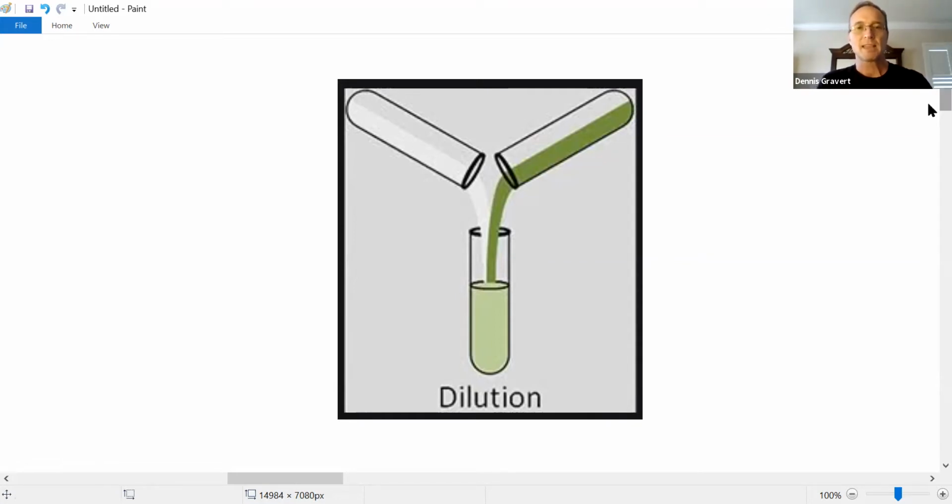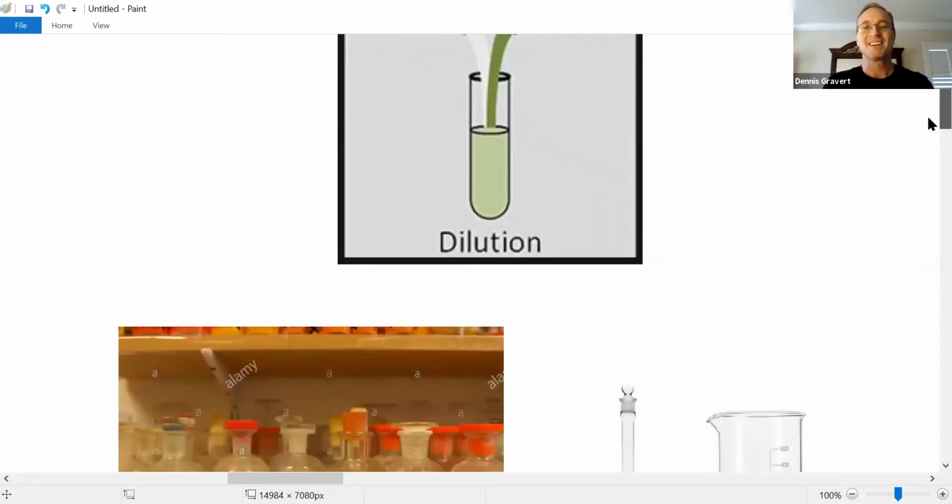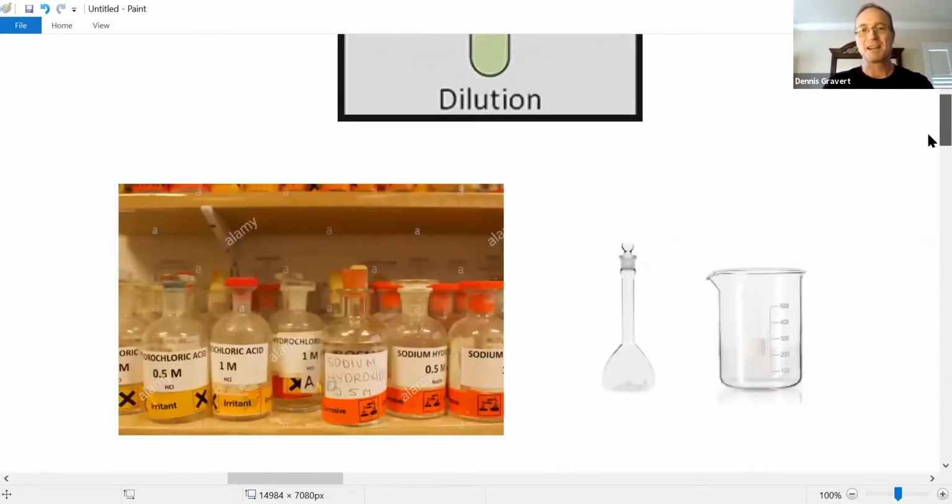Okay, that's a way of doing it. And that's like the quick and dirty method, right? What volumes are you mixing here? Yeah, now just mix them together, make it less concentrated, more dilute. Okay, in the real lab, you might do something a little more precisely.